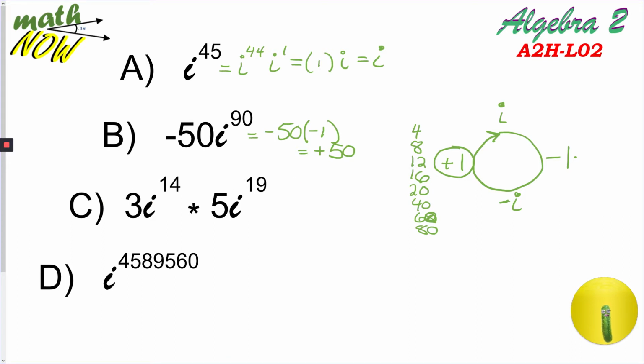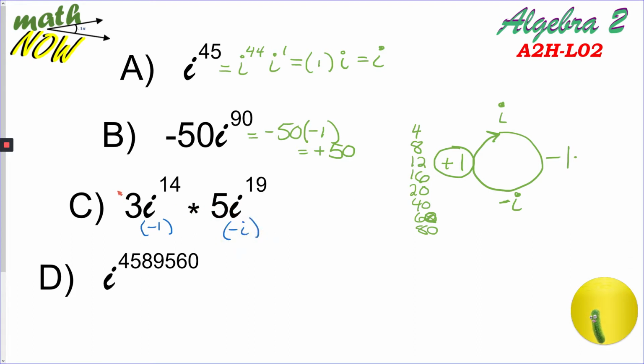Now I'm looking at this one here, and I'm going to have the i to the 14th power and the i to the 19th power. Try it out. Now i to the 14th power, if this is 12, 13, 14, this is negative 1. And 19th power, well, I've got 16, 17, 18, 19. That would be negative i.